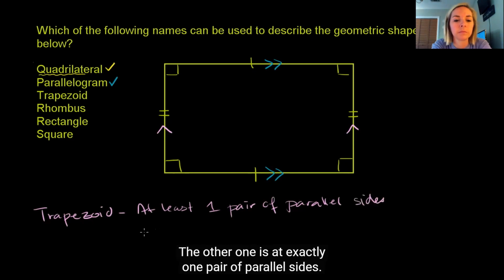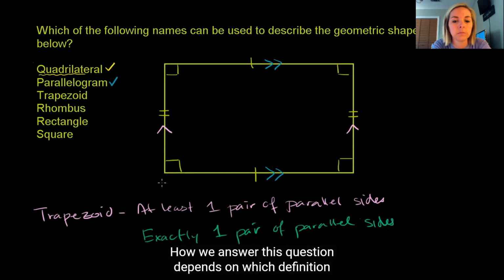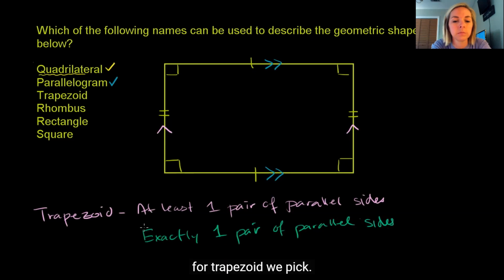The other one is exactly 1 pair of parallel sides. And which definition you pick actually matters. How we answer this question depends on which definition for a trapezoid we pick.